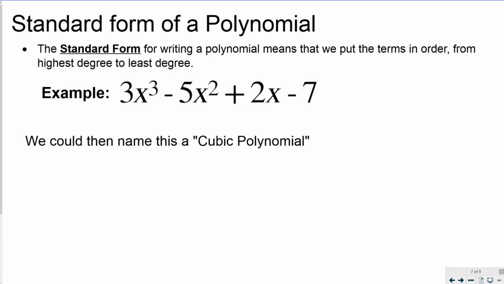The standard form of a polynomial means that we put the terms in order from the highest degree to the lowest degree. So, 3x to the third minus 5x to the second plus 2x minus 7 is in standard form because the exponents go 3, 2, there's a 1 here, and this would be an exponent of 0, so the constant is last. And then we could name this a cubic polynomial, cubic because it is degree 3. We name a polynomial based on its highest degree, which is 3, and it's a polynomial because it has 4 terms.